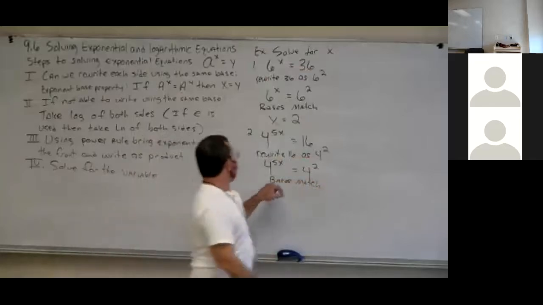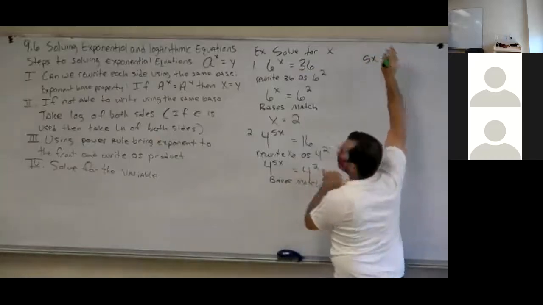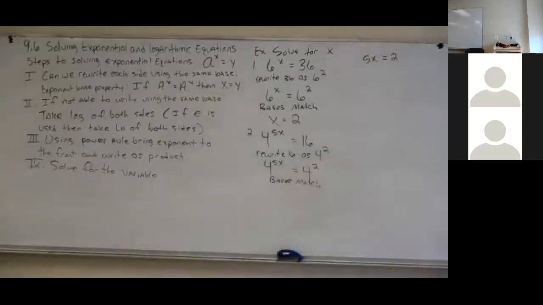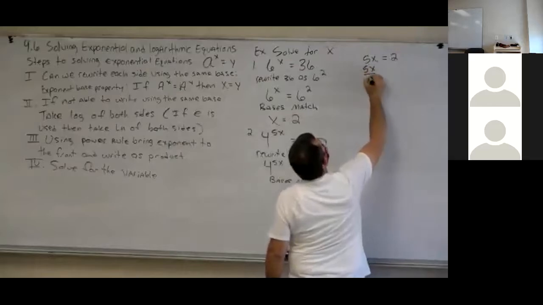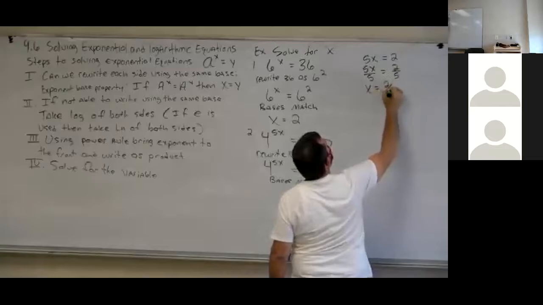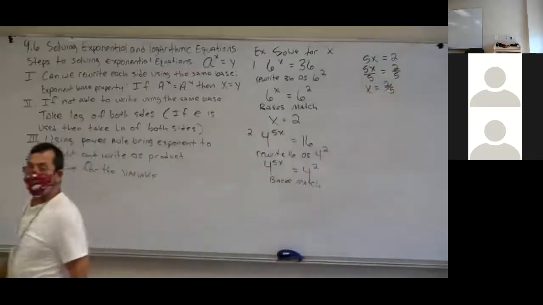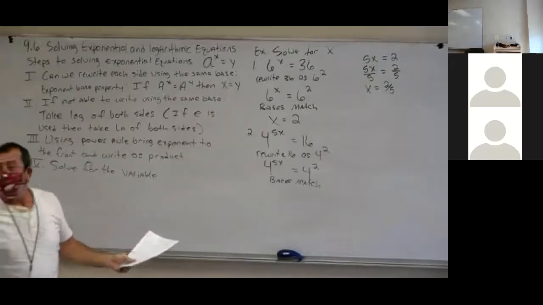Since my bases match, I know that this 5x has to equal this 2. So my exponents got to be equal when them bases match. We got one step and I'll be done with that. I need this to be an x, so I'm going to divide both sides by 5. So x equals 2/5. Okay. I love the exponential equations because if you can rewrite them, just solve that exponent, okay? But guess what? Sometimes you cannot rewrite them.